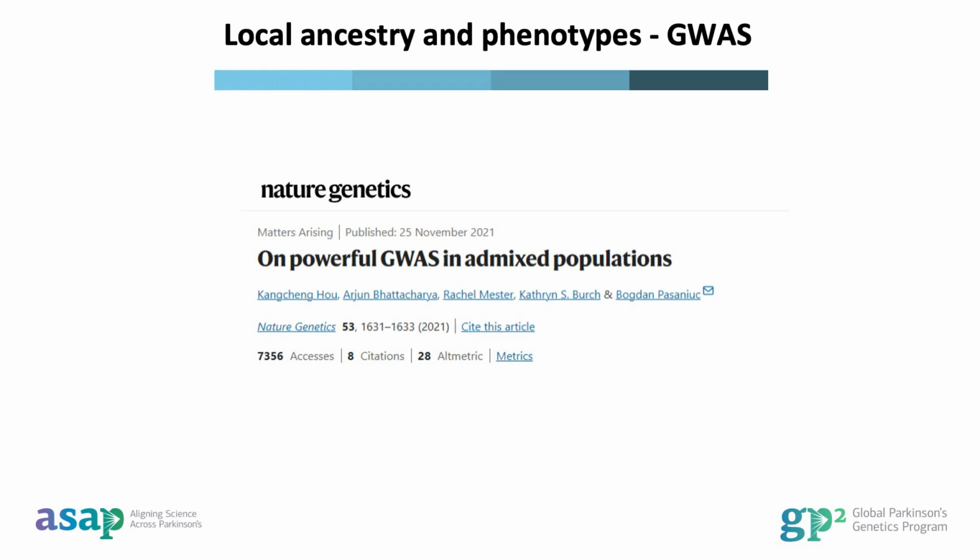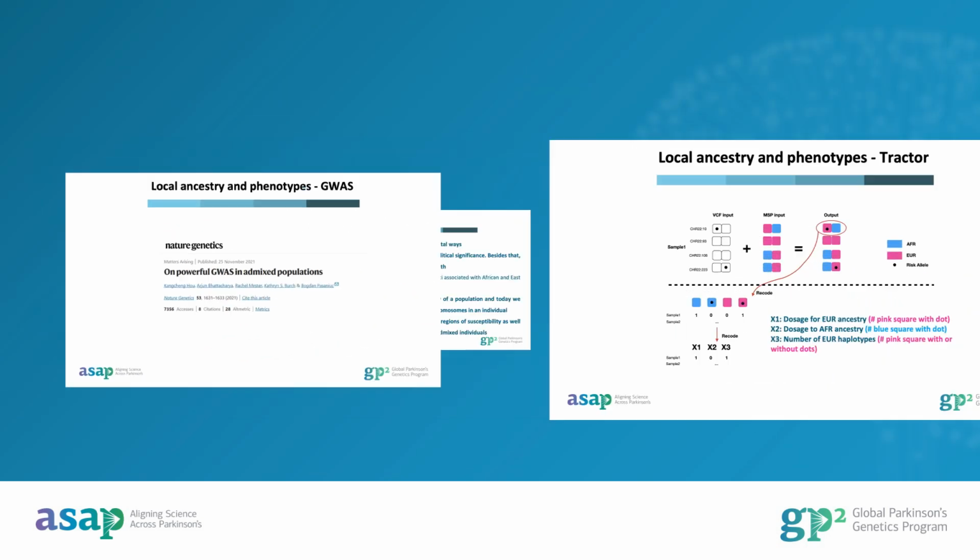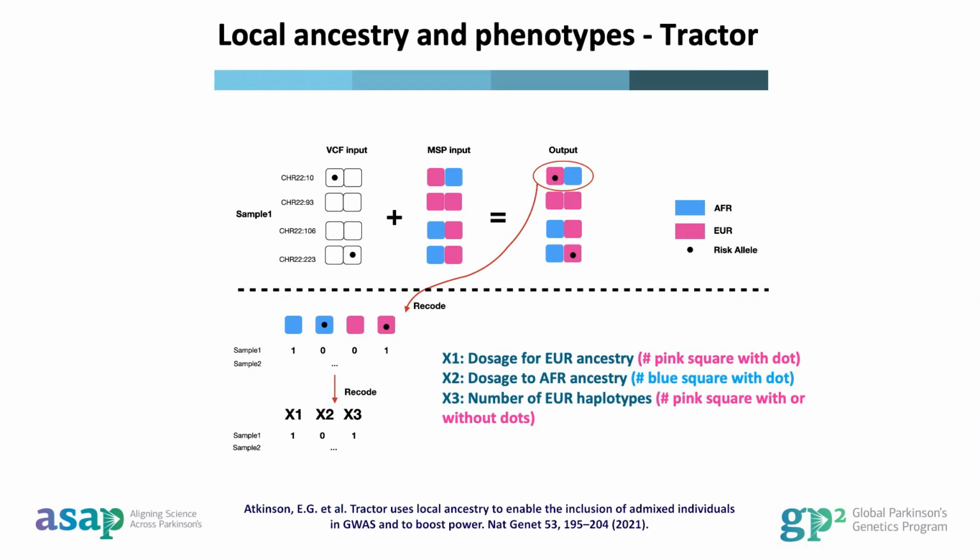Another approach is using local ancestry in order to increase the power in GWAS, as well as increase the power to detect ancestry-specific risk regions. There are several models that do this, and in this paper, you have a comparison of different models that use local ancestry to increase the power. Tractor is a method published in 2021 by Elizabeth Atkinson. This methodology uses the local ancestry, and it is a good method to find ancestry-specific risk loci. This is because of the way that the methodology works.